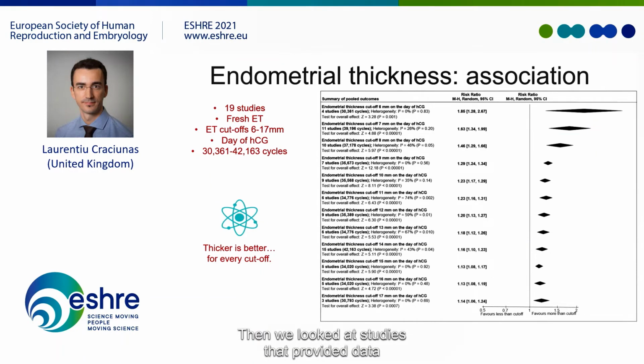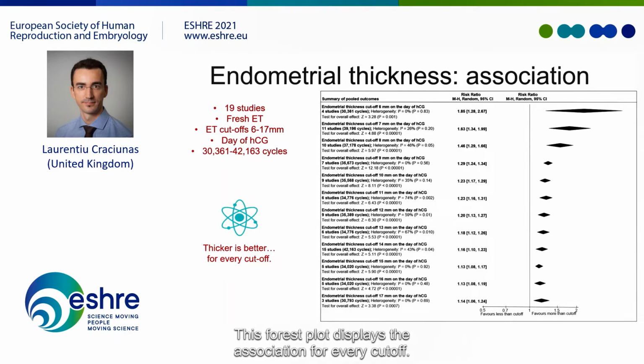Then we looked at studies that provided data for every cutoff ranging from 6 mm to 17 mm endometrial thickness. The analysis compared women who had less versus more in relation to each particular cutoff. A total of 19 studies were included in the meta-analysis, and every cutoff had data for a large number of cycles, up to 42,000 cycles, which increases the precision of estimates. The measurements were taken on the day of the HCG injection, and data is relevant for fresh cycles.